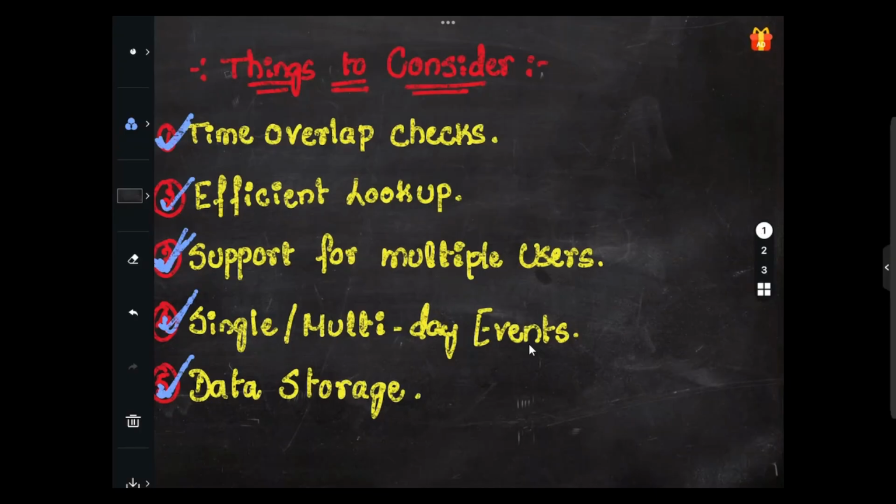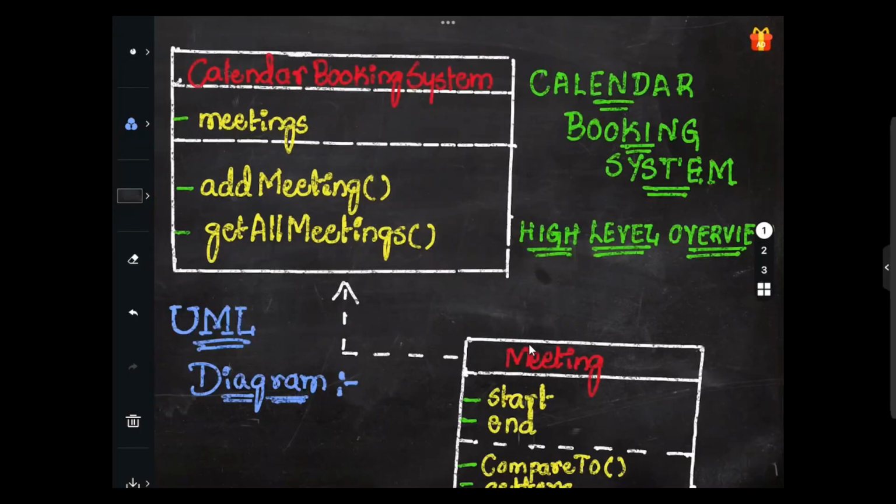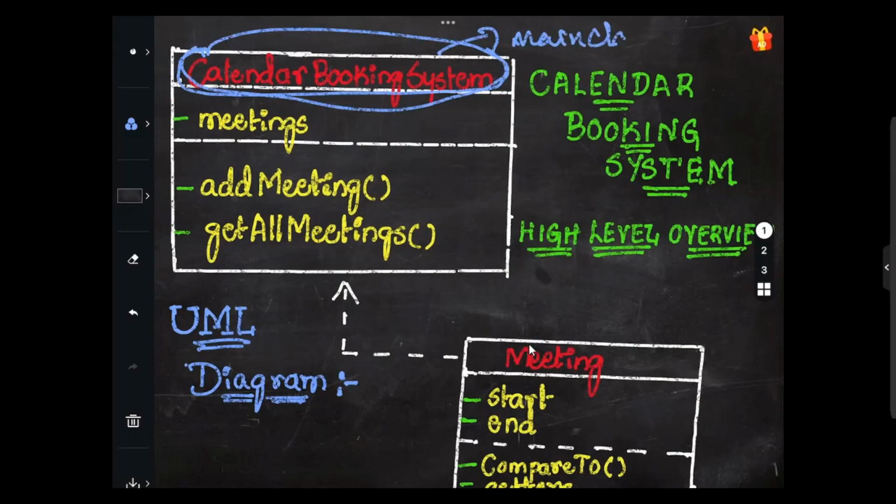So let's go with the UML diagram here. The main class is the calendar booking system. This is the main class. So I'll just write here main class, right? So this is the main class here, calendar booking system.